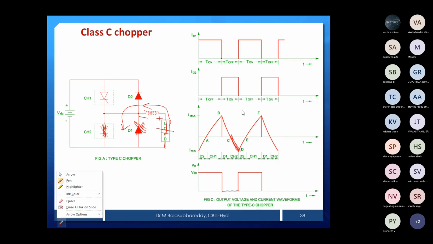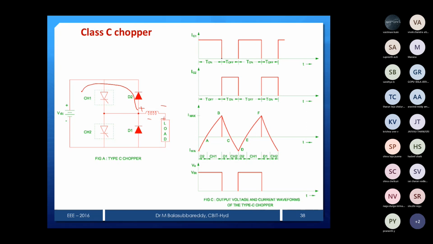Because once point D reaches, what will happen? The firing pulse to chopper 2 is over. See that chopper 2 firing pulse is over once point D reaches. Then what will happen? Chopper 2, due to forced commutation, will be open. The inductor is already charged, and that has to be dissipated. Earlier it was charged plus and minus. Now this one will be plus, this is minus. Then the current will pass through D2 and go to the source and load.